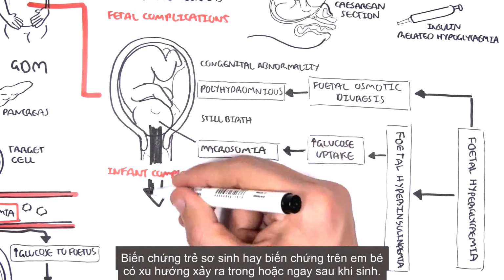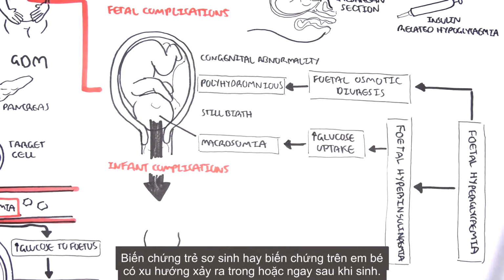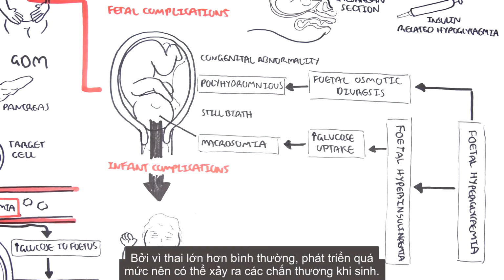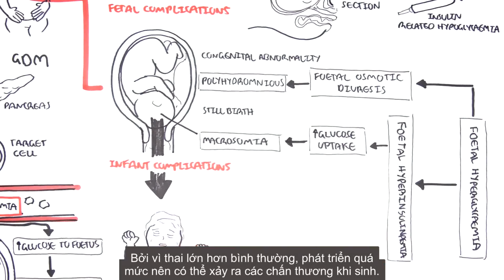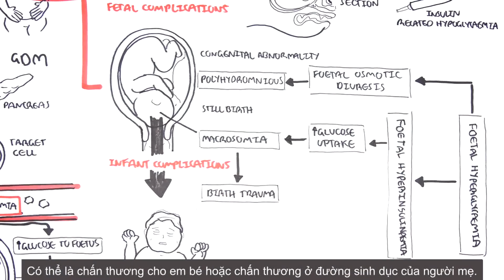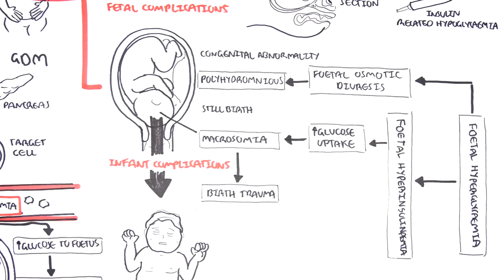Infant complications, or baby complications, tend to occur during delivery or right after delivery. And this is because the fetus is larger than normal. There is macrosomia, and thus birth trauma can occur. And this can be trauma to the baby or to the mother's genital tract.